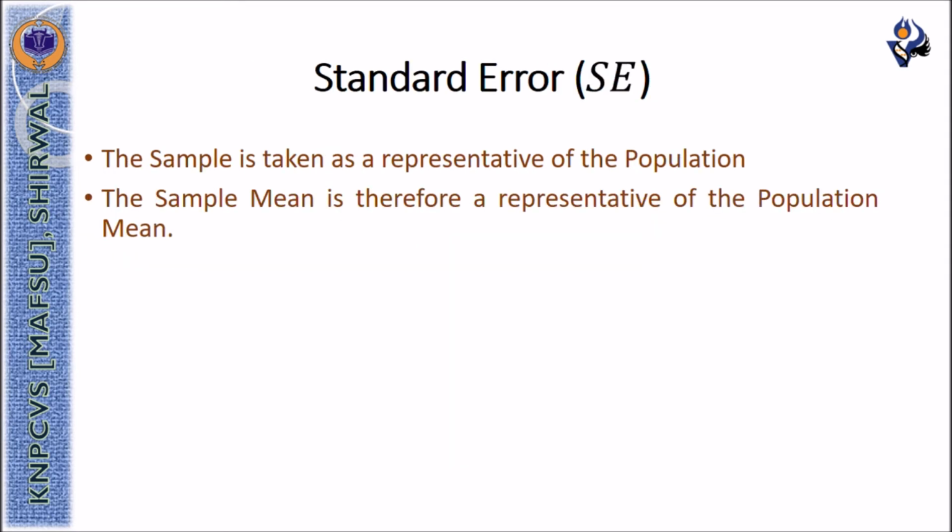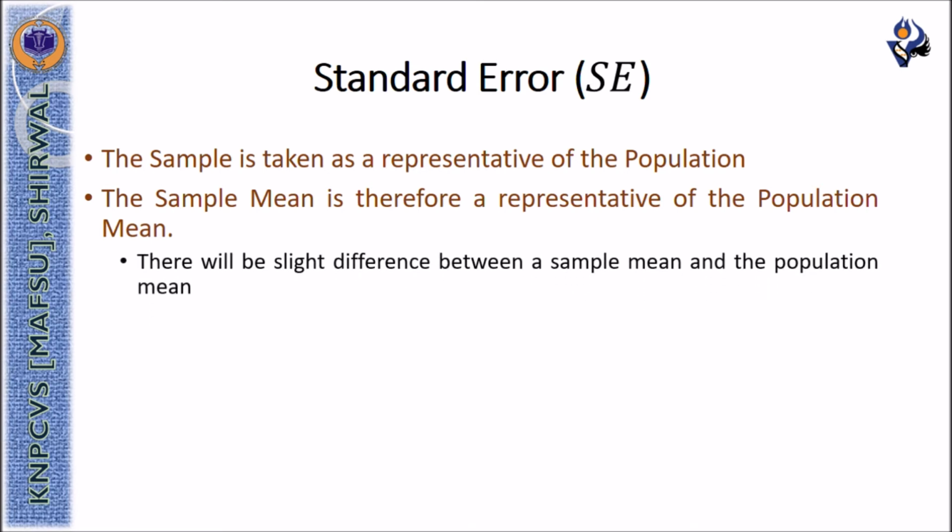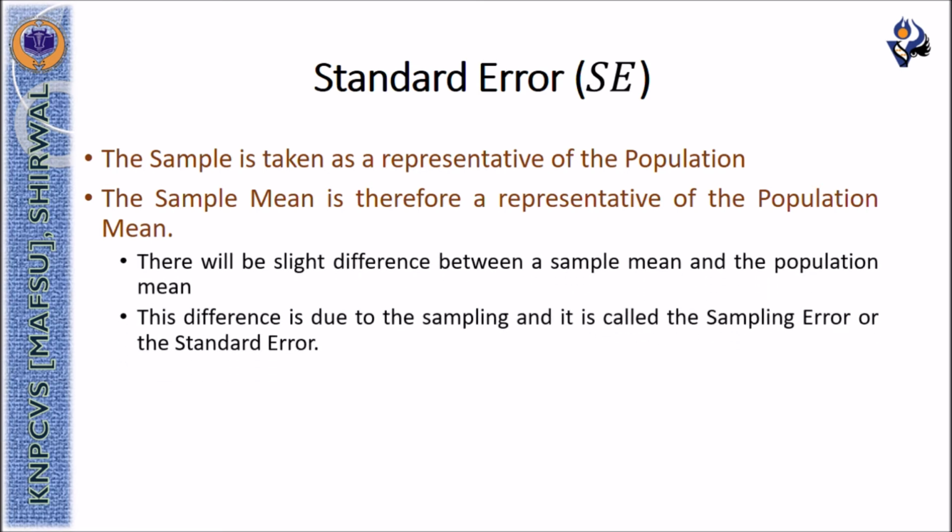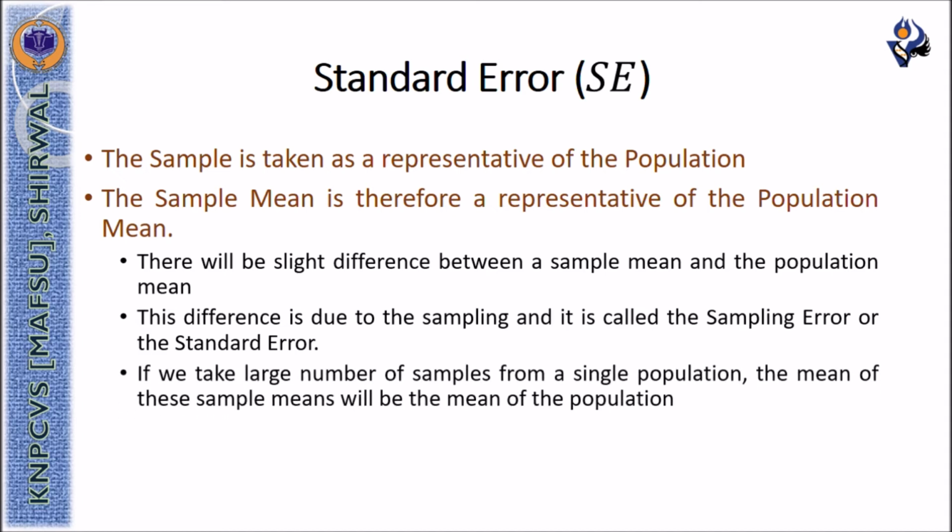We collect sample as a representative of the population. The difference between the sample mean and the population mean is because of the sampling, and it is known as the sampling error or the standard error.